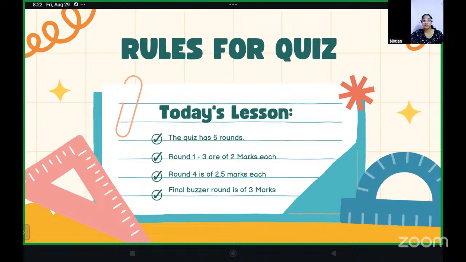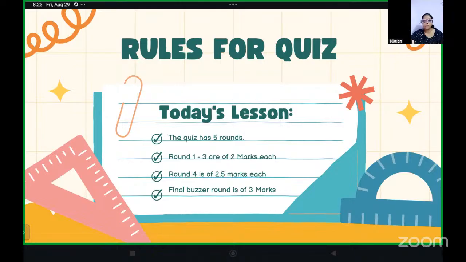Also, after you have raised your hand in the buzzer round, you will not get the chance to think. So before you raise your hand, think. Once you raise the hand, you can't sit with the question thinking. First think and then raise your hand when you get it. Only the person who raises the hand first will get the chance to answer. The buzzer round is also 2 marks.